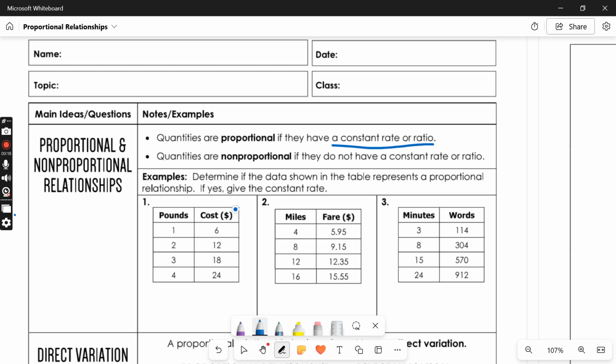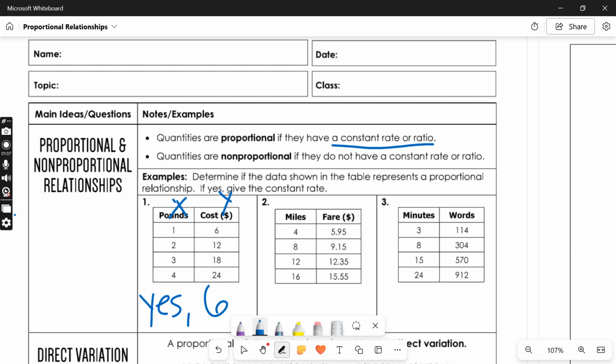So what we're doing is we're going to take our y value, so this is our x, this is y. We're going to do our y divided by our x. And if it's always the same, so 6 divided by 1, 6. 12 divided by 2, 6. 18 divided by 3, 6. And 24 divided by 4 is 6. So since those are all the same thing, we're going to say yes. And then we're going to say 6.